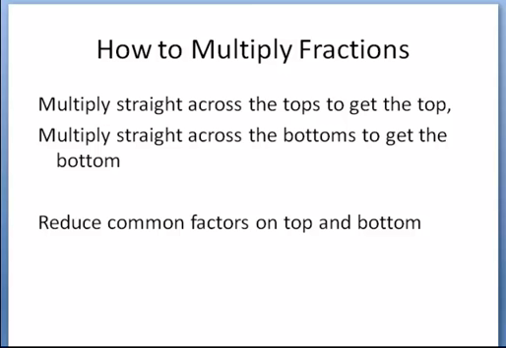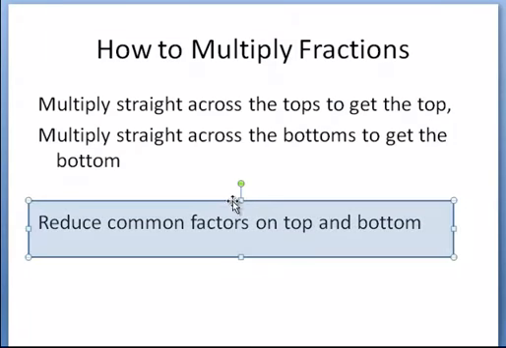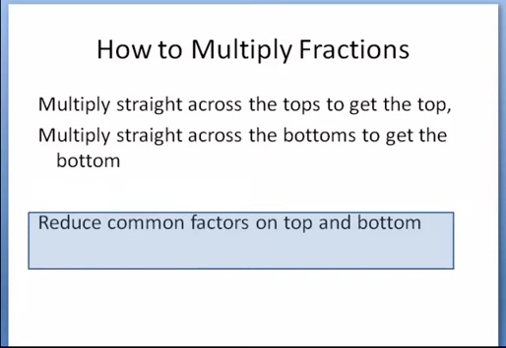So, how to multiply fractions. Remember, this is just a matter of multiplying straight across the top to get the top, multiply straight across the bottom to get the bottom. Biggest thing here is don't forget to reduce common factors on top and bottom. If you ever have some sort of factor that's exactly the same on the top and exactly the same on the bottom, you can simply reduce them. For example, x plus 2 over x plus 2 is just equal to 1 over 1. It's just equal to 1. Okay, so reduce these. Alright.